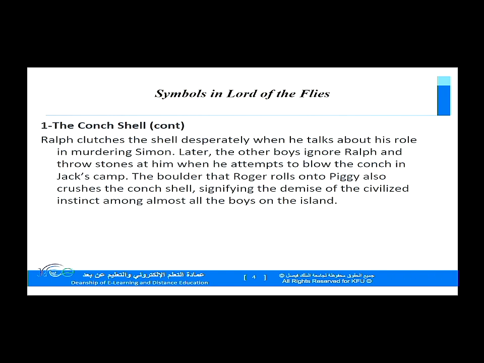Ralph clutches the shell desperately when he talks about his role in murdering Simon. Later, the other boys ignore Ralph and throw stones at him when he attempts to blow the conch in Jack's camp. The boulder that Roger rolls onto Piggy also crushes the conch shell. This is when it gets destroyed and it kills Piggy, signifying the demise of the civilized instinct among almost all the boys on the island. From this point onward, there is just savagery.